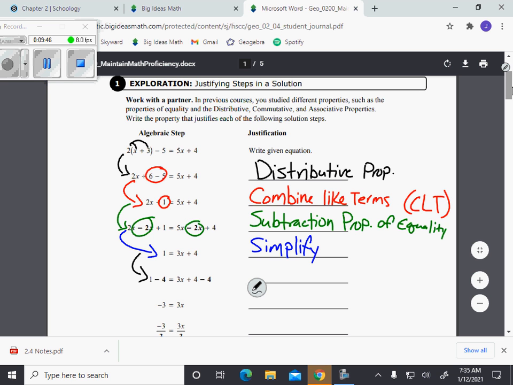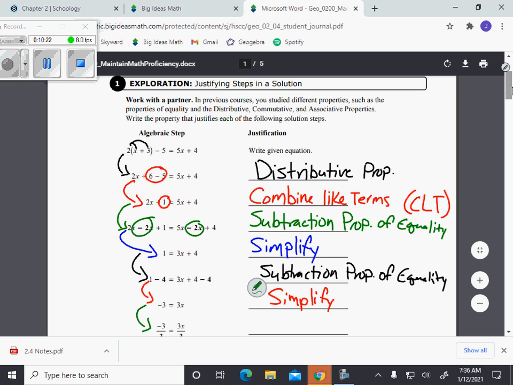What do they do from that step to this step? Looks like we're subtracting 4 from both sides. Subtraction property of equality. Okay, this next step, all I did was simplify. Almost there. What are they doing there?